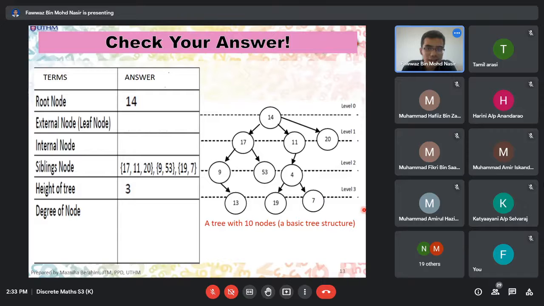Okay, then the left subtree of the root, okay, the left subtree of the root is this one. Okay, so this one is the left subtree. So node dia adalah 17, 9, 53 and 13.